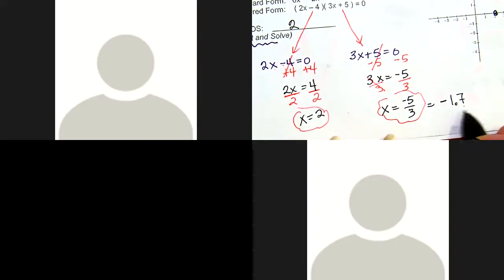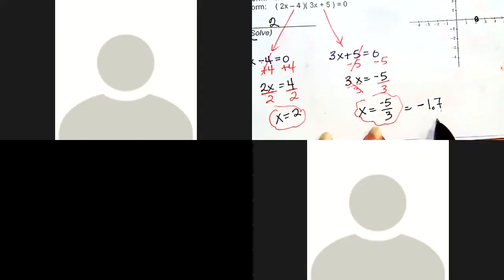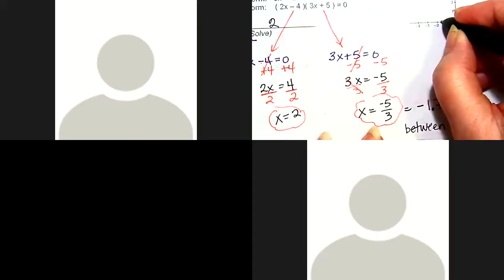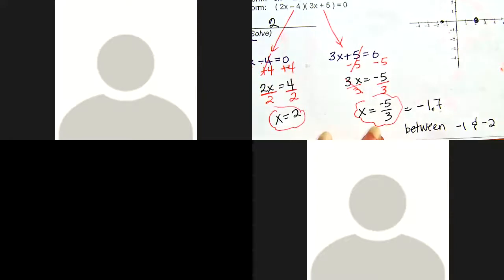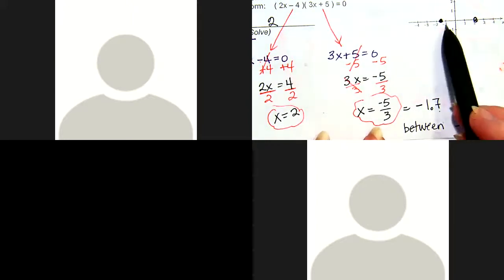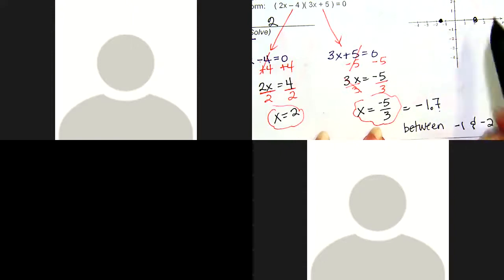Now the key is, where is this between? It's in between the negative 1 and the negative 2. Closer to the negative 2 than the negative 1. Exactly. But you're going to look, really just find the place where it's in between.